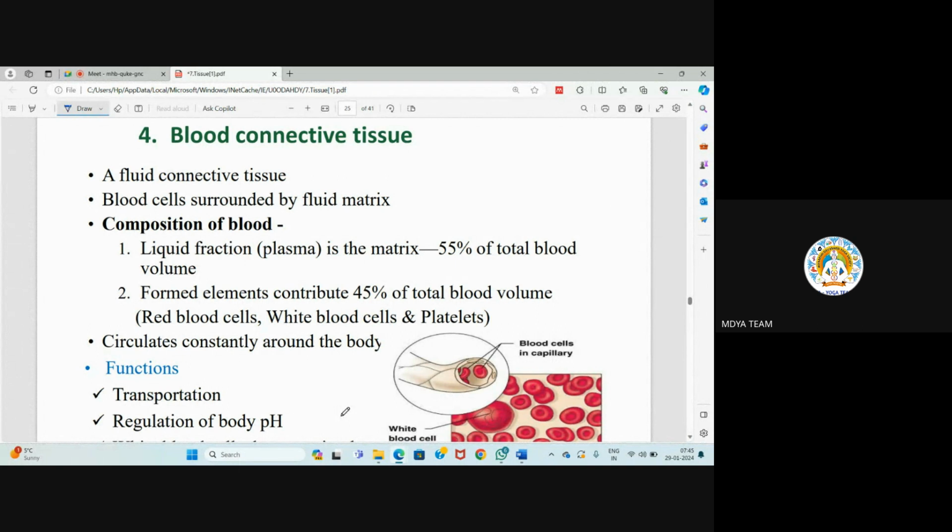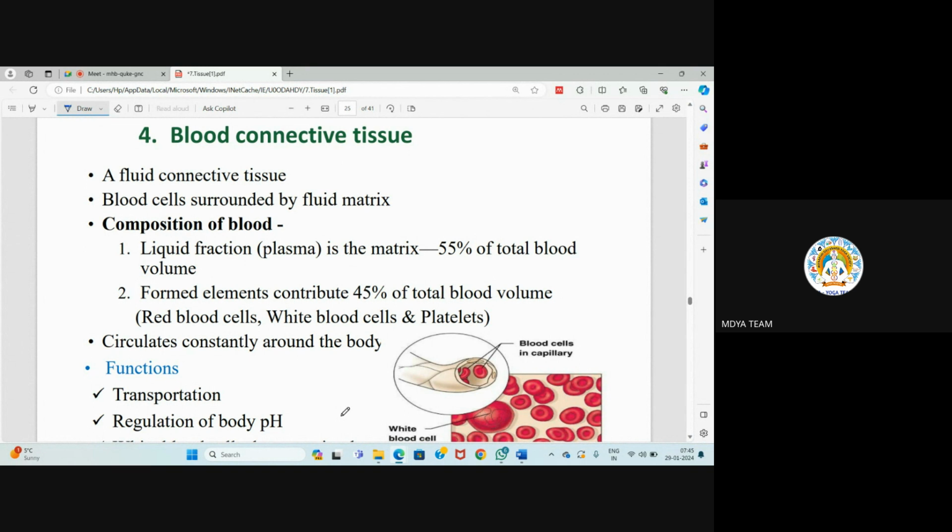Blood cells are surrounded by a fluid matrix. The composition of blood is a liquid fraction, that is plasma, which is the matrix, and it is 55% of total blood volume. So here comes also a very important question: plasma of blood contains what percentage of blood? Plasma consists of 55% of blood.